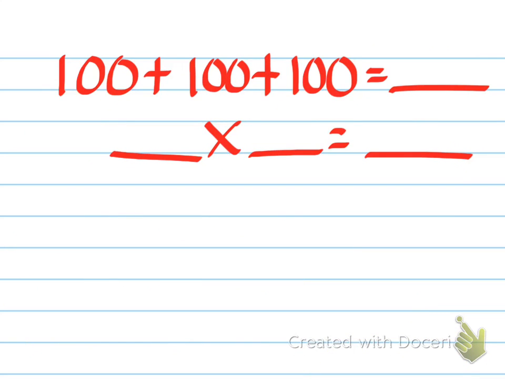Your second question, which again may be very, very simple for you because they are review. However, they really do lend themselves to what we're doing next and building on what we're doing in the future. So I want you to copy this problem down and then fill in the blanks. And you need to write a multiplication sentence right there underneath it.